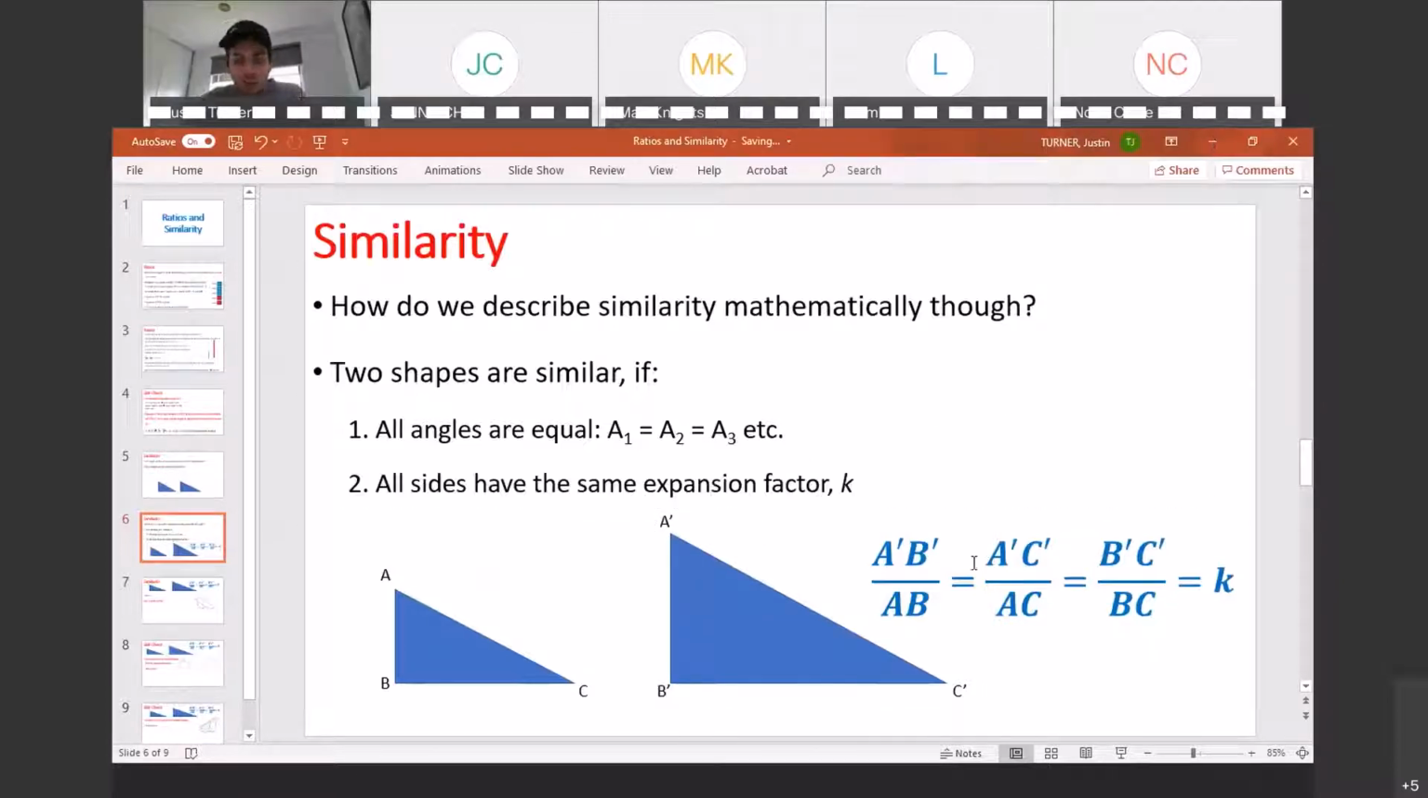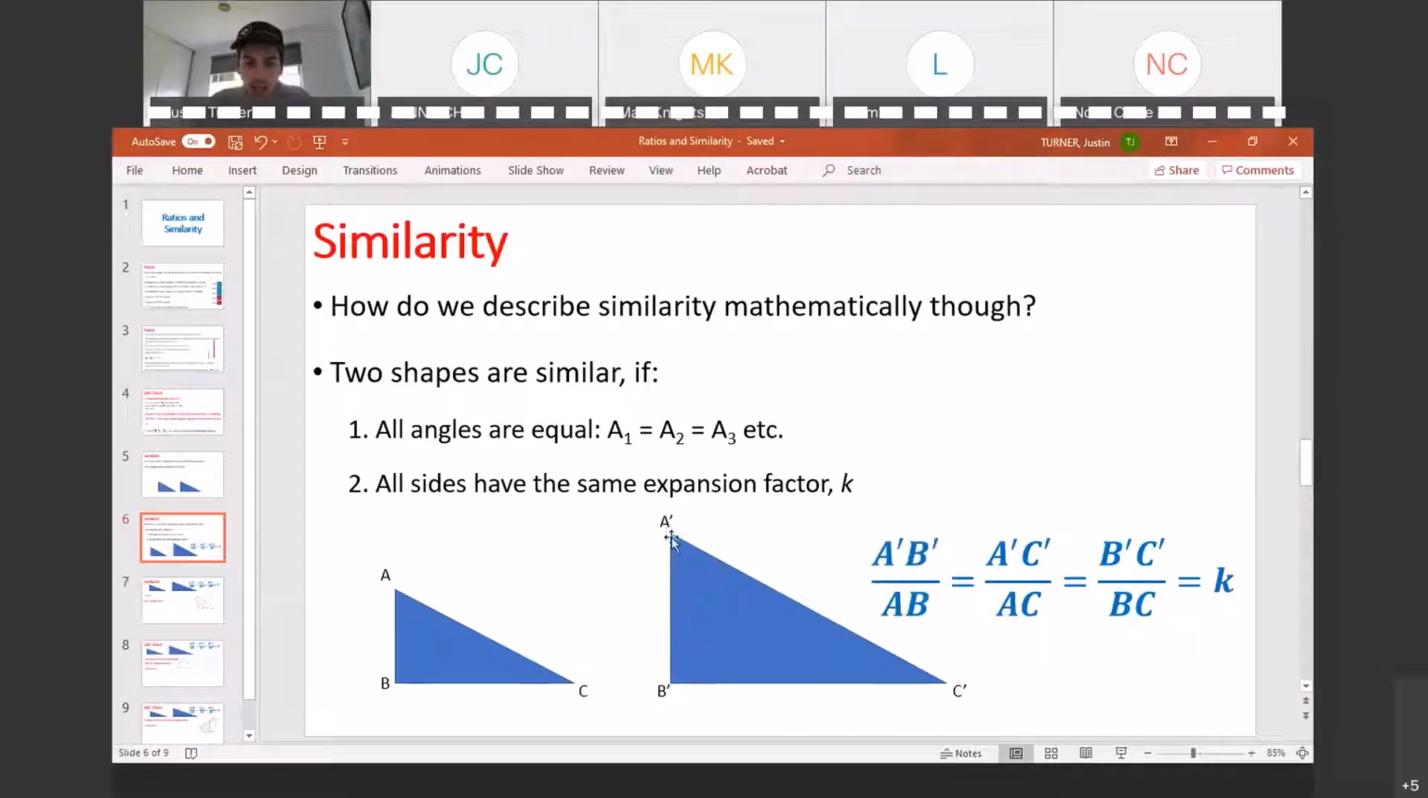How we write this mathematically, we've got A prime B prime. What this is referring to, on the top, is just this length that connects A prime and B prime. It's not multiplying A prime by B prime. I understand that might be confusing because in algebra there's a hidden multiply there, but it's just referring to the side length that connects those 2 points.